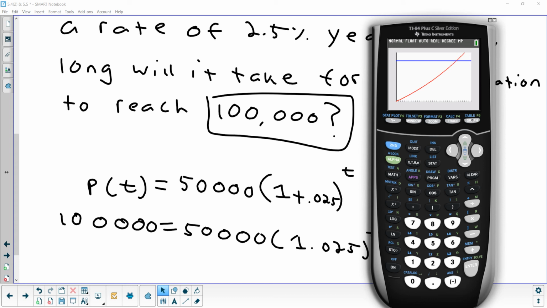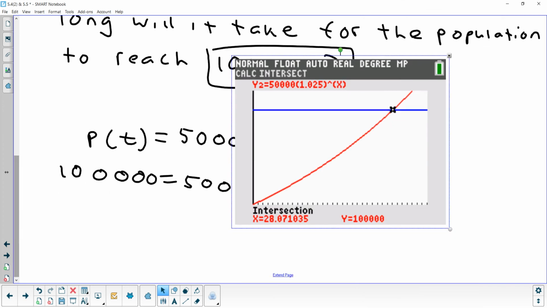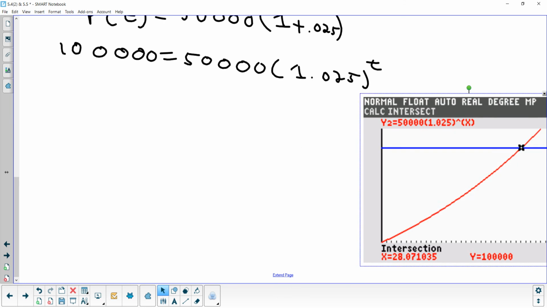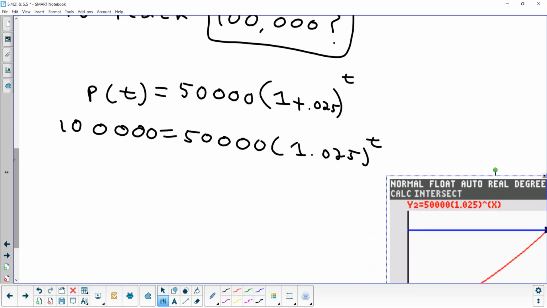Okay, so now, what do I need to calculate there to get that answer? Intercept. Okay, so this is the way we did it back in 5.1. We get 28.07 years. All right, so we've done that before. All right, so now I want to look at solving for t algebraically.